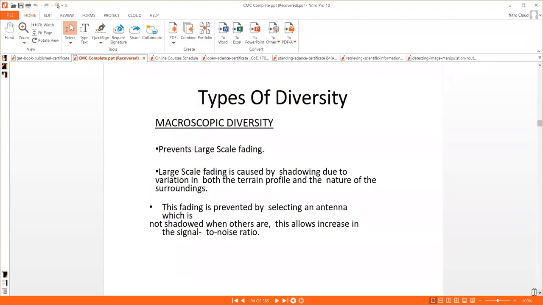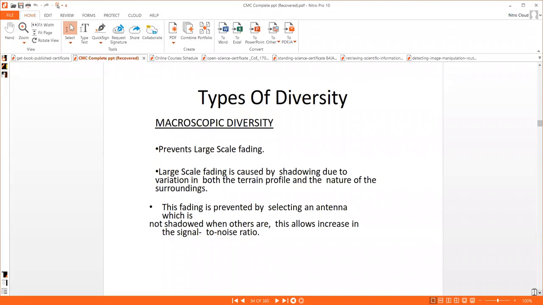Now, what is macroscopic diversity? It is useful for preventing large scale fading issues, which are mainly caused by variation in the terrain profile and the nature of the surroundings. This large scale fading, if you remember, is mainly caused by variation in terrain profile. Terrain might be anything, upside down or downside up, like a hill or a man-made terrain, a street terrain, and the nature of the surroundings.